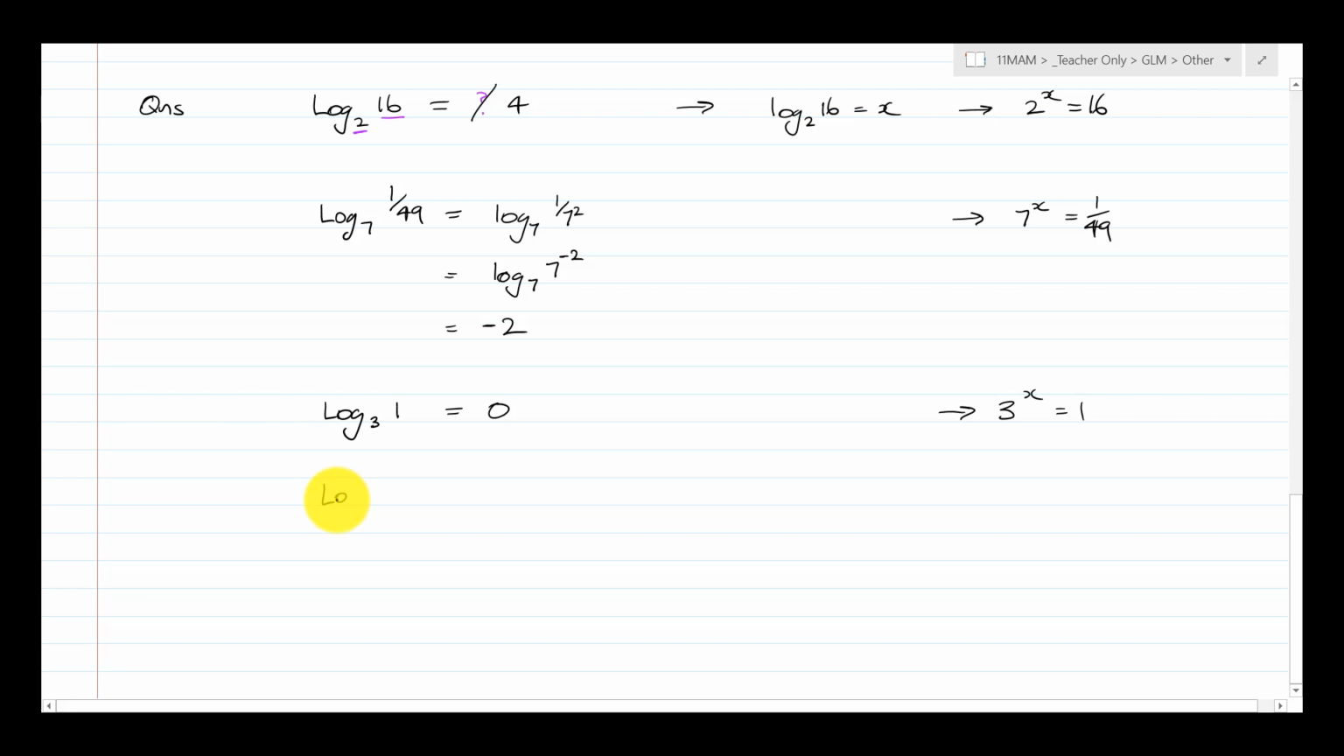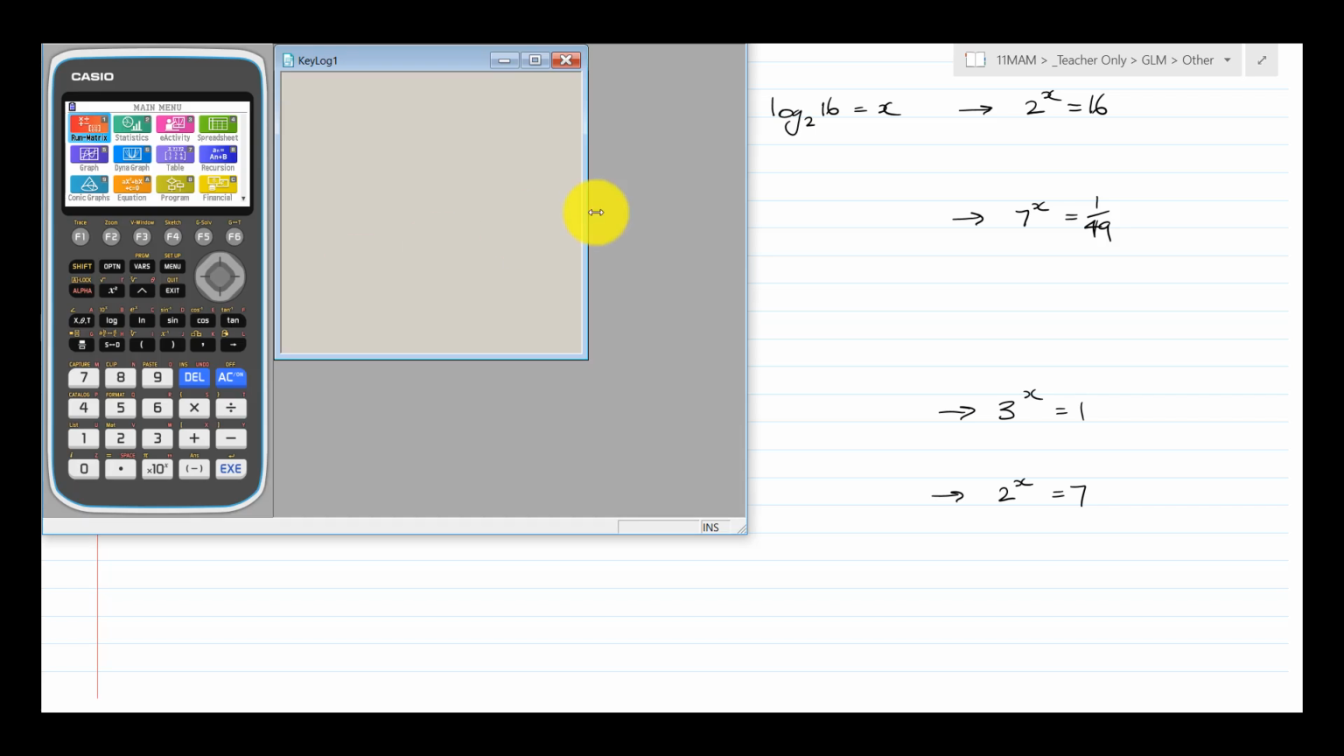And lastly, let's just finish off that question from the last video. Log base 2 of 7 equals what? And this was rearranged to give 2 to the power of x equals 7. And if you want to do this on your calculator, it's pretty easy. So I'll just go to the calculator now. Here's my calculator screen. I'll just go into the Run Matrix menu there. I hope it's not too small for you. But the Run Matrix, I'll press Execute. And inside the Run Matrix screen, I'll just delete this.